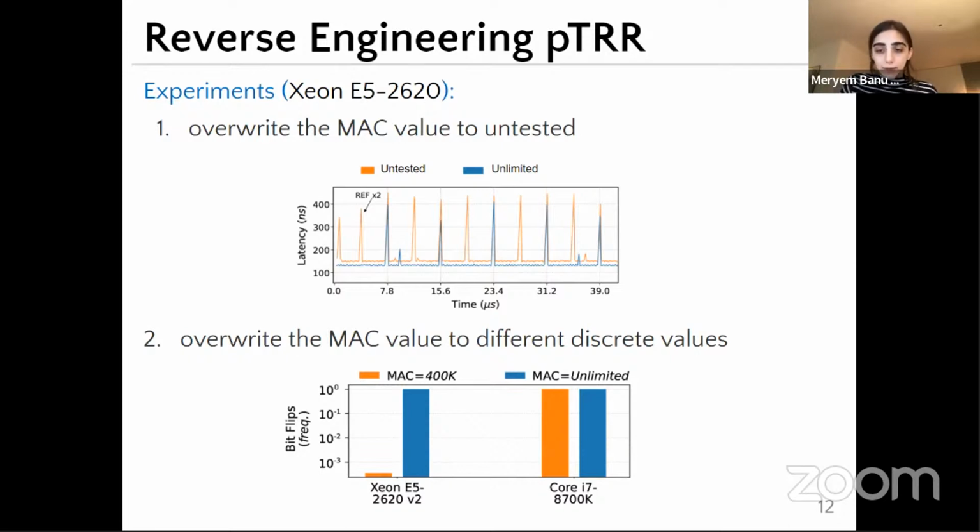As you can see in the left figure, we observe that the number of bit flips drastically decreases when PTRR is enabled, and it's enabled when MacValue is set to 400K in the orange bar. However, on the right, the same number of bit flips is observed.